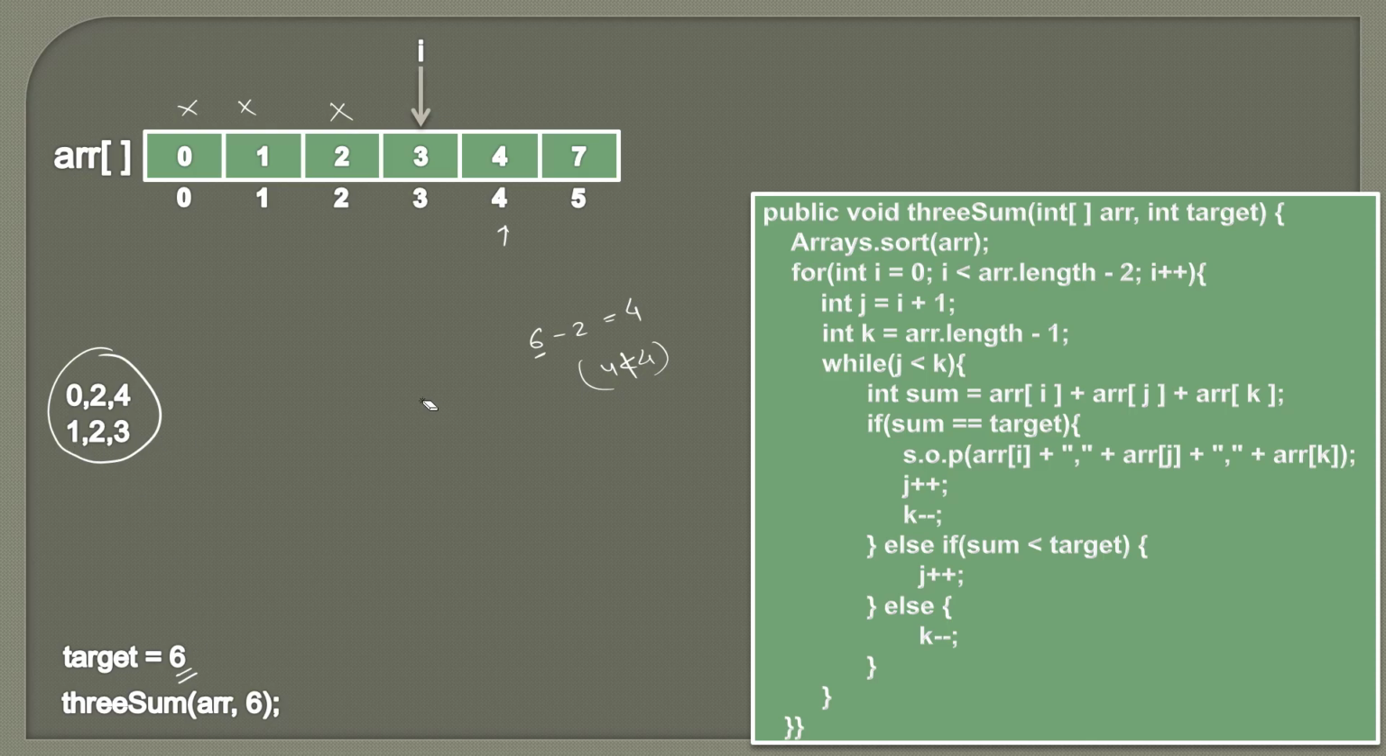So friends, this was all about the three-sum problem where we use the technique of sorting and three pointers to figure out which are those triplets which add up to a target.